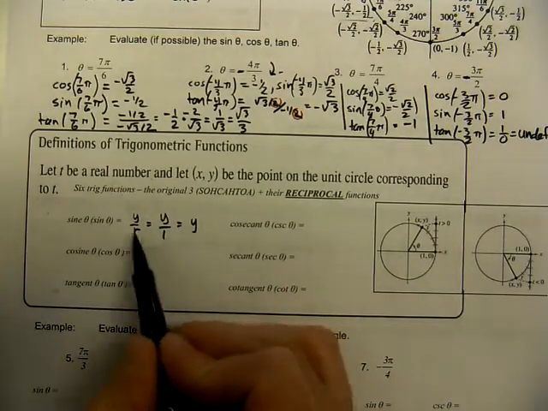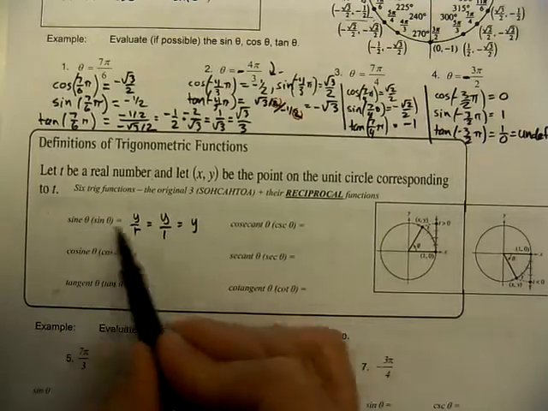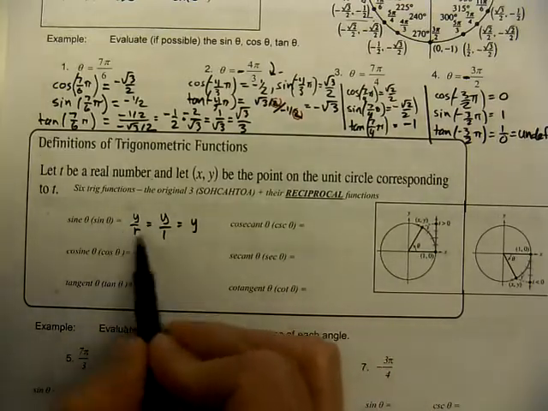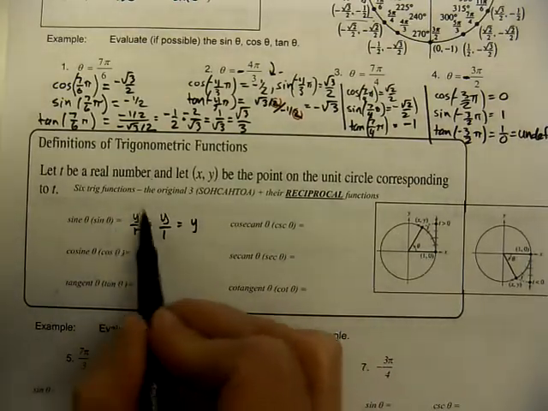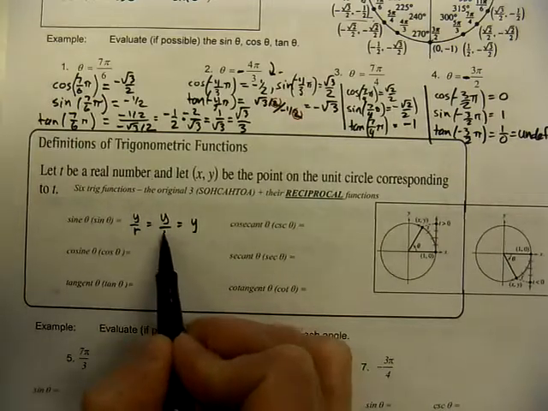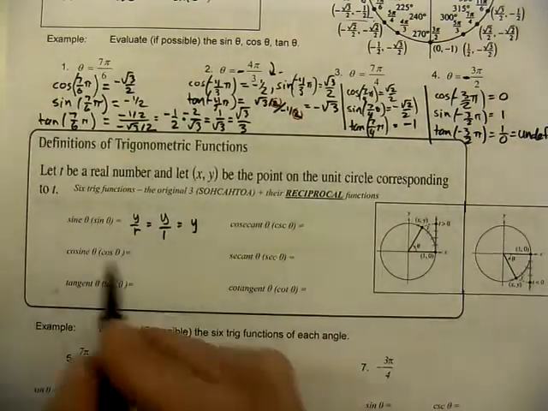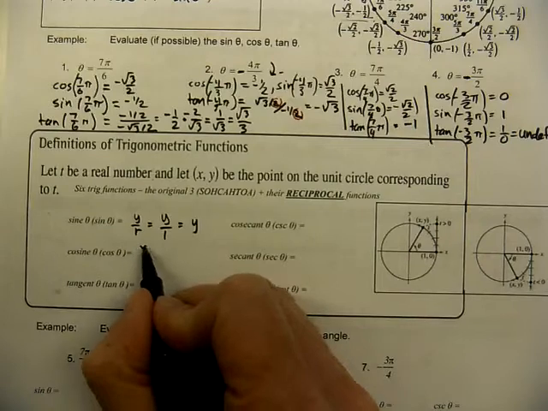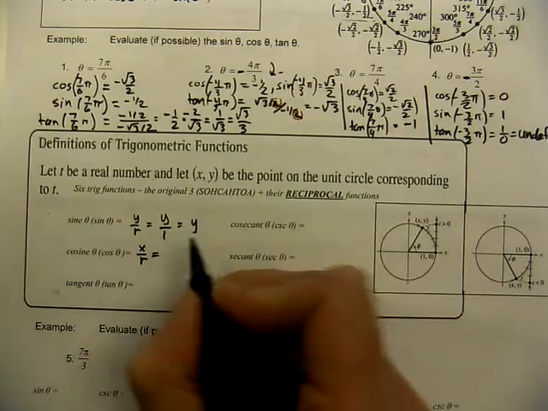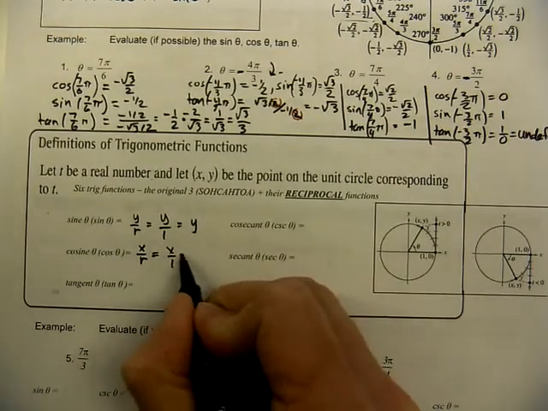That means we won't have a radius of 1. So we can't just say sine is always y. It's always the ratio of 2 sides. It's just that here we have a side of length 1. All right, so cosine, that's our x-coordinate over the r, which again is x over 1.